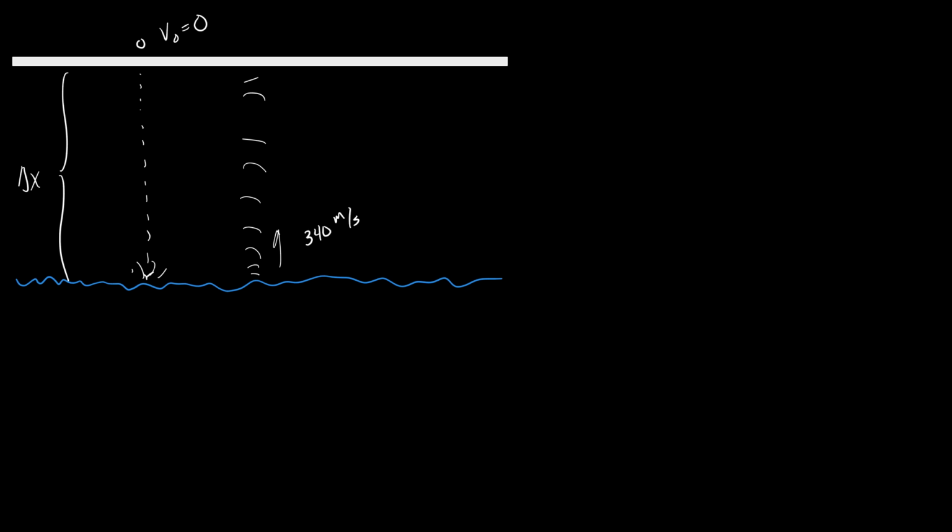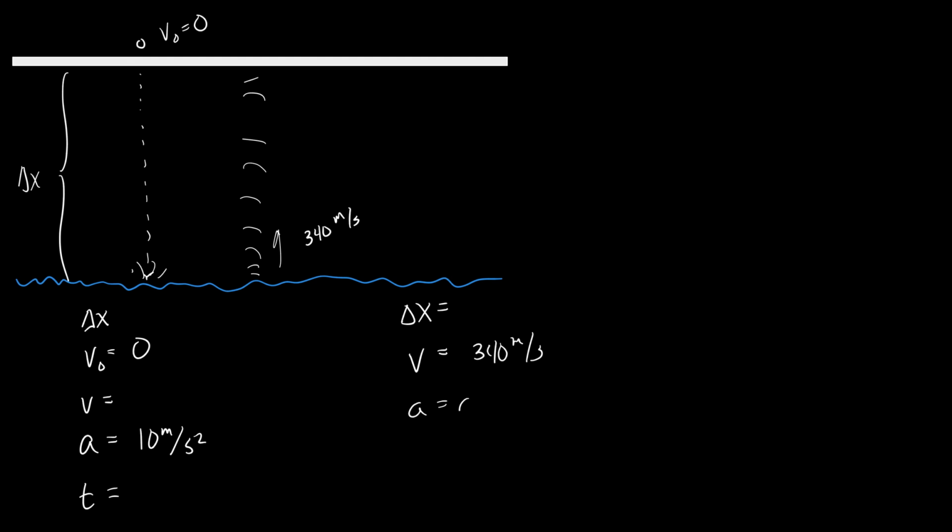So let's talk about what we do know. We know for the rock that it has a delta x, an initial velocity of 0, a final velocity unknown, and it has gravity that pulls it downwards at 10 meters per second squared, and that it will take some time to reach the bottom. We also know that after striking the ground, there will be a sound that will travel at 340 meters per second, but that it will be constant, acceleration of 0, and that it will take some time to get back. Agreed? Can we agree that the distance traveled for both is the same?